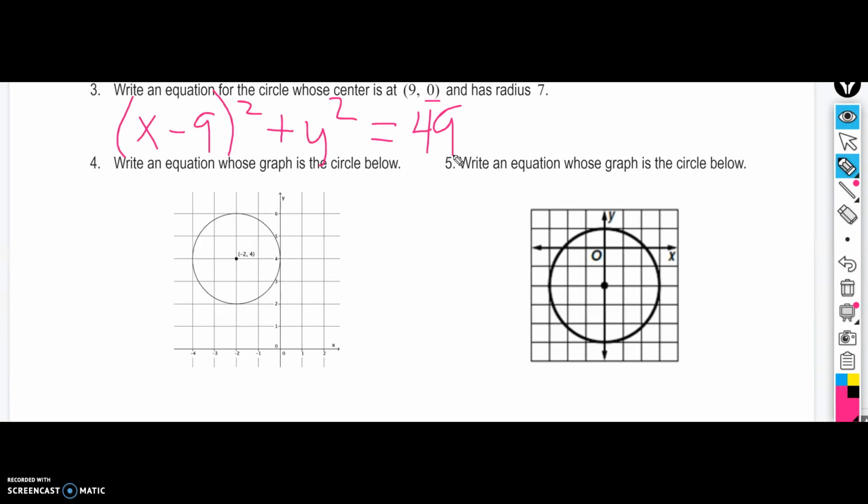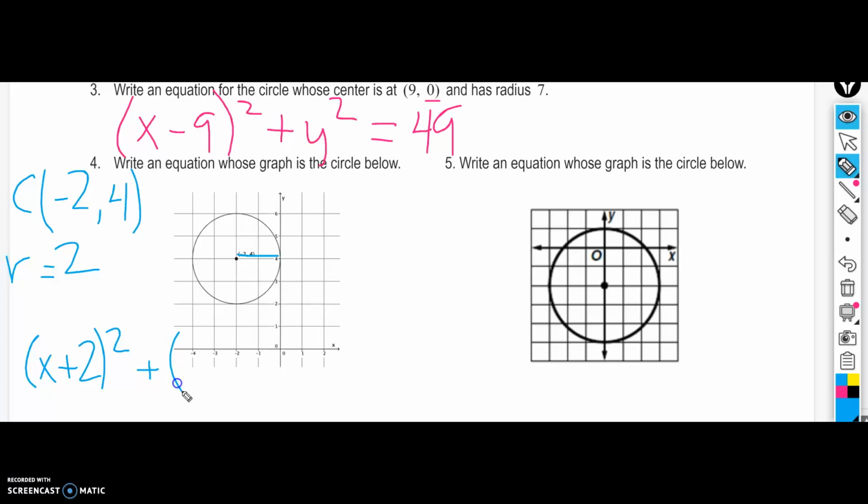For 4 and 5, I'm given graphs and I need to find the equation. So again, to have an equation, I need a center and a radius. So I'm going to first identify my center and my radius. Well, the center of this is already nicely labeled for me at -2, +4. My radius I can figure out by counting my boxes is 2. So that means I can substitute in parentheses x plus 2 squared plus parenthesis y minus 4 squared equals 2 squared, or 4.